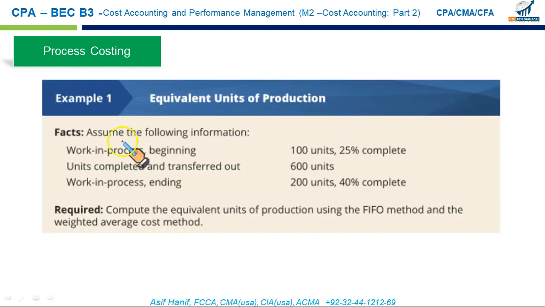Assume the following information: work in process beginning 100 units, 25% complete, units completed and transferred out 600, and work in process ending 200 units, 40% complete. Compute the EUPs using the FIFO method and the weighted average cost method.